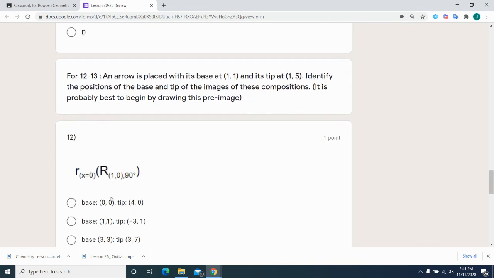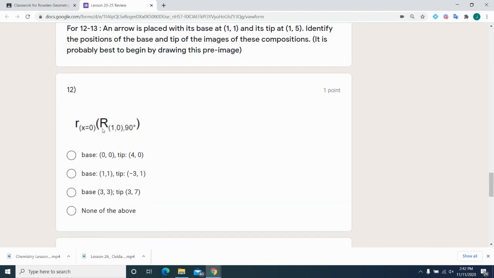12 through 13. An arrow is placed with its base at 1, 1 and its tip at 1, 5. Identify the positions of the base and the tip of the images of these compositions. So with this, it's probably best to start off by drawing it. So you would start off by drawing an arrow with the base at 1, 1 and the tip at 1, 5. So if you draw it, it'll be just to the right of the y-axis and it's pointing up.